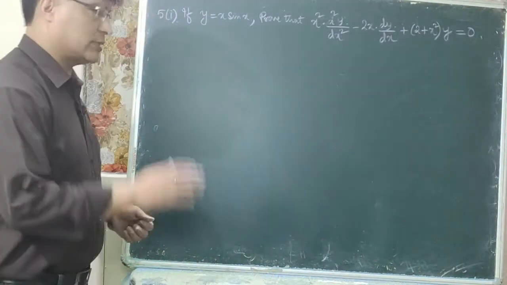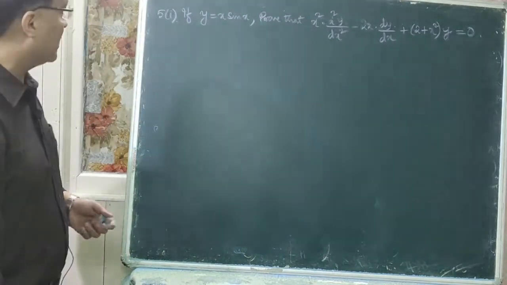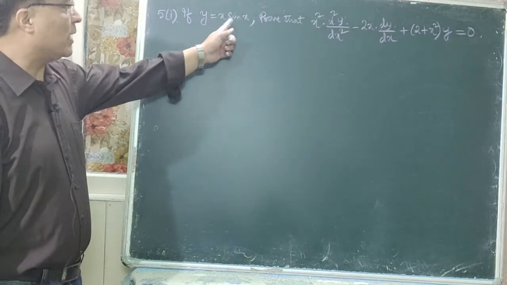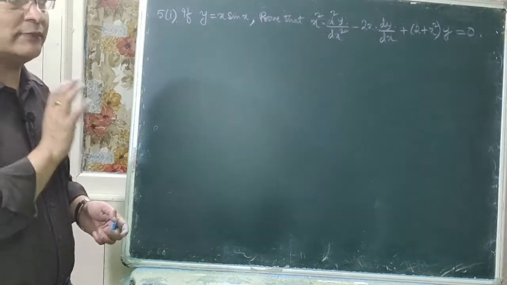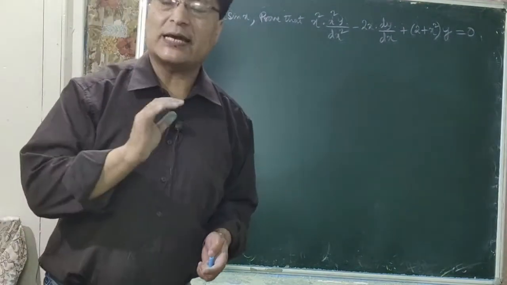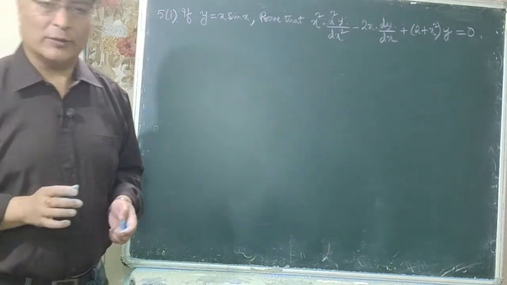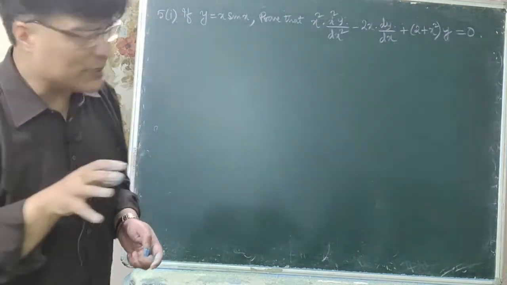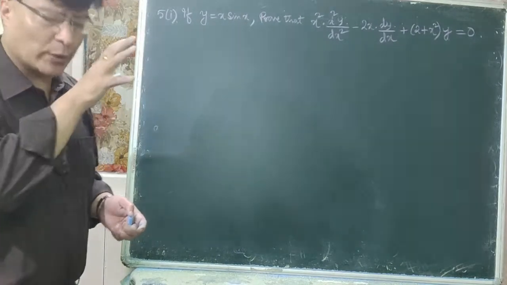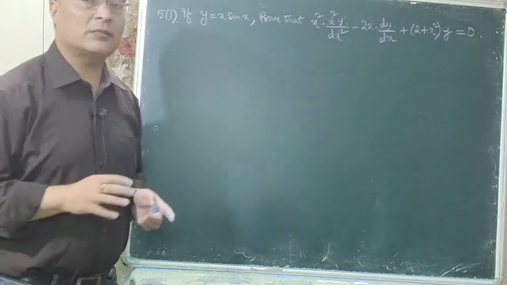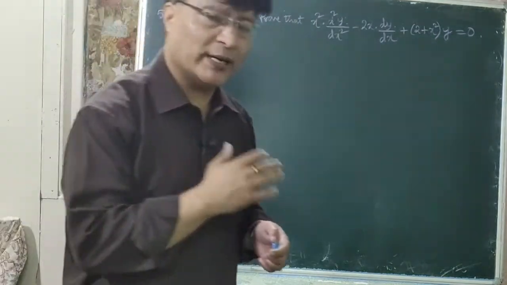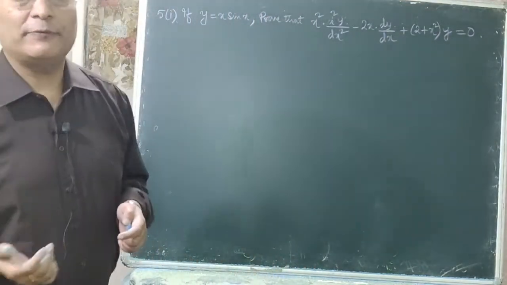So now we'll do the next type of question, that is 5 number 1. If y is equal to x sin x, then you have to prove the equation in terms of first order derivative and second order derivative. This type of question is very, very important. There are many such types of questions out here, so you have to do all these. These are very important because in your HS examination you may get this type of problems.